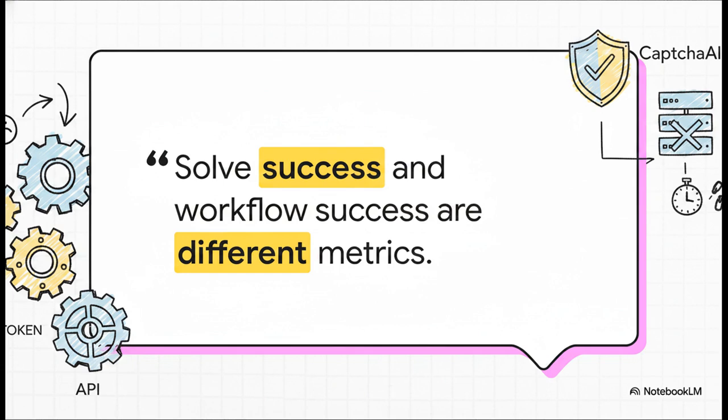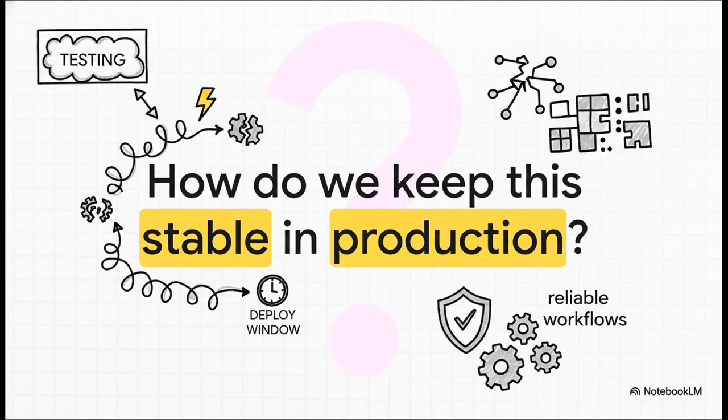A CAPTCHA solver can perfectly solve the challenge, hand you a shiny new valid token, but if your downstream systems just silently reject that token because of a mismatched environment or, say, an expired session, well, your automation is broken. So, the absolutely crucial question for all of us builders becomes, how do we actually build a workflow that survives outside of our neat, perfectly clean testing environment?